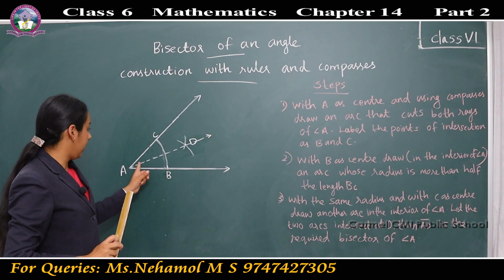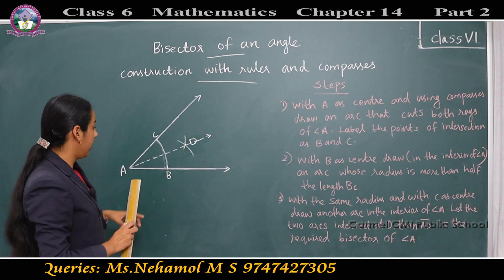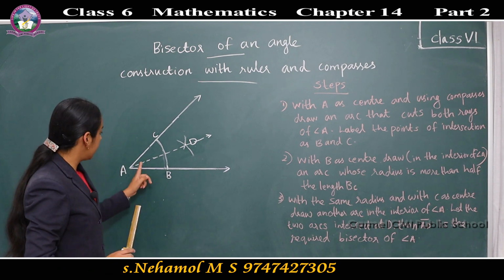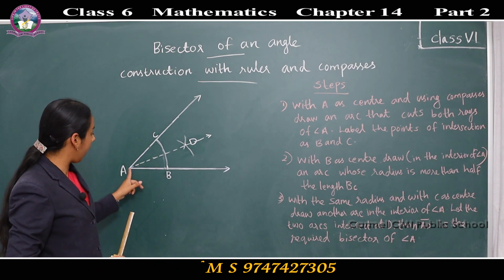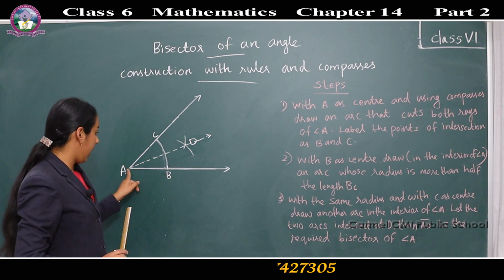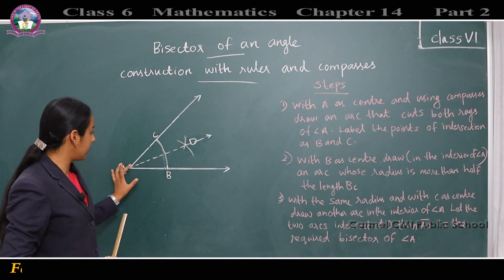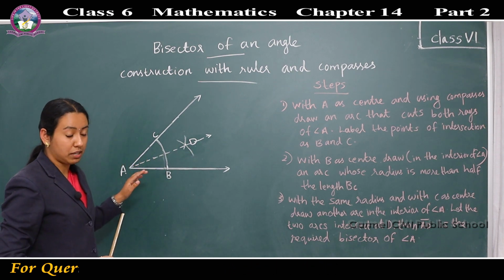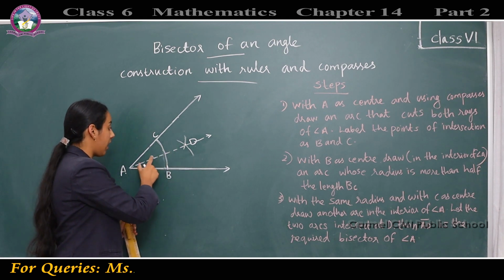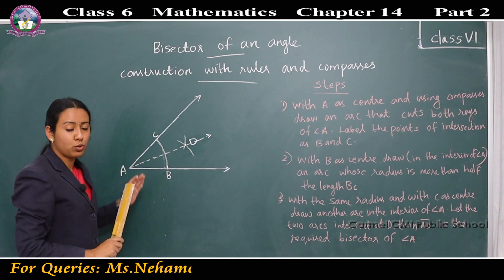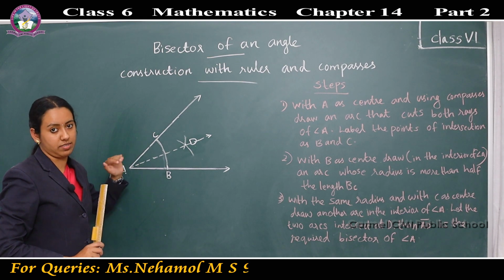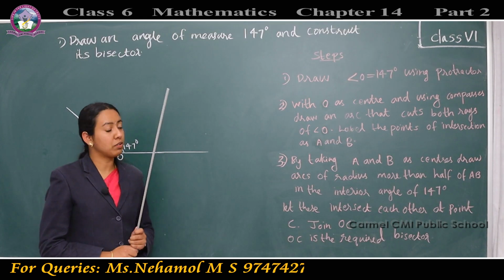Now, line segment AD is the required bisector of the angle A. AD is the bisector of angle A. That means AD divides the angle A into two equal halves. Now we can go through a question.